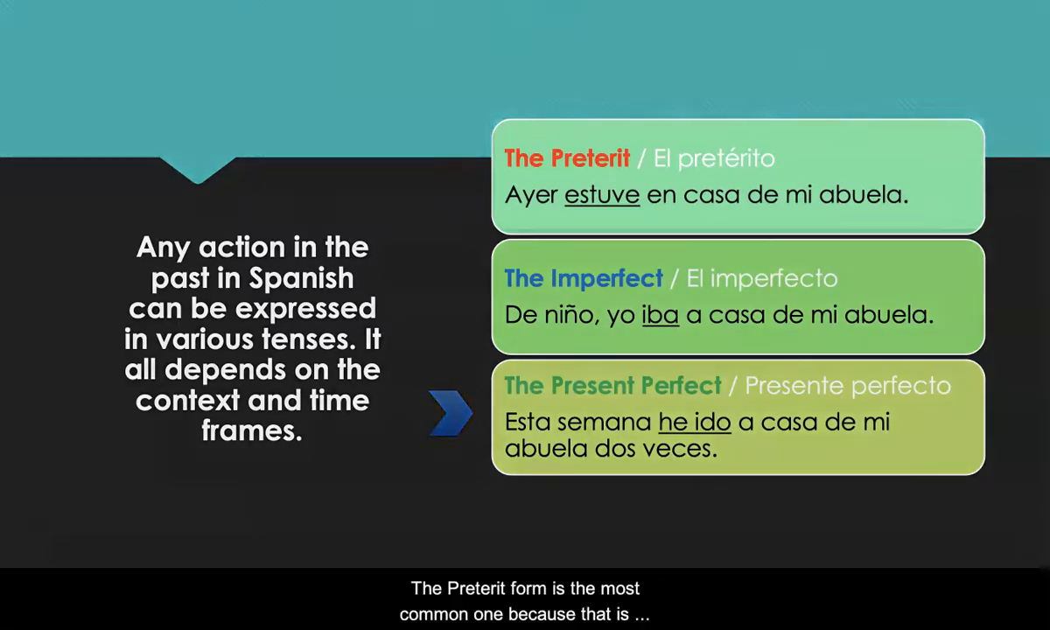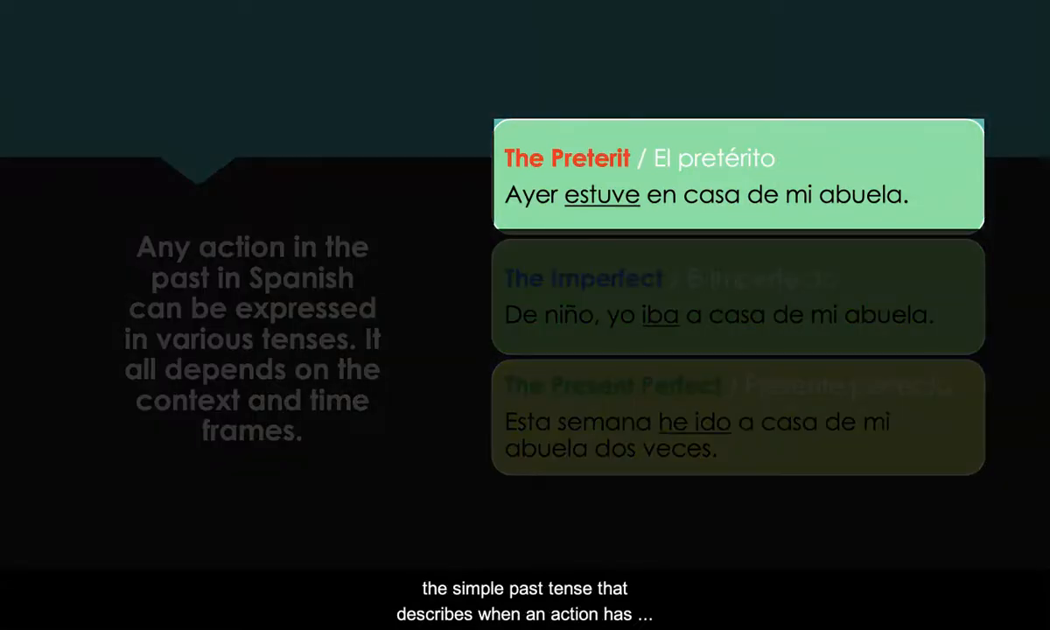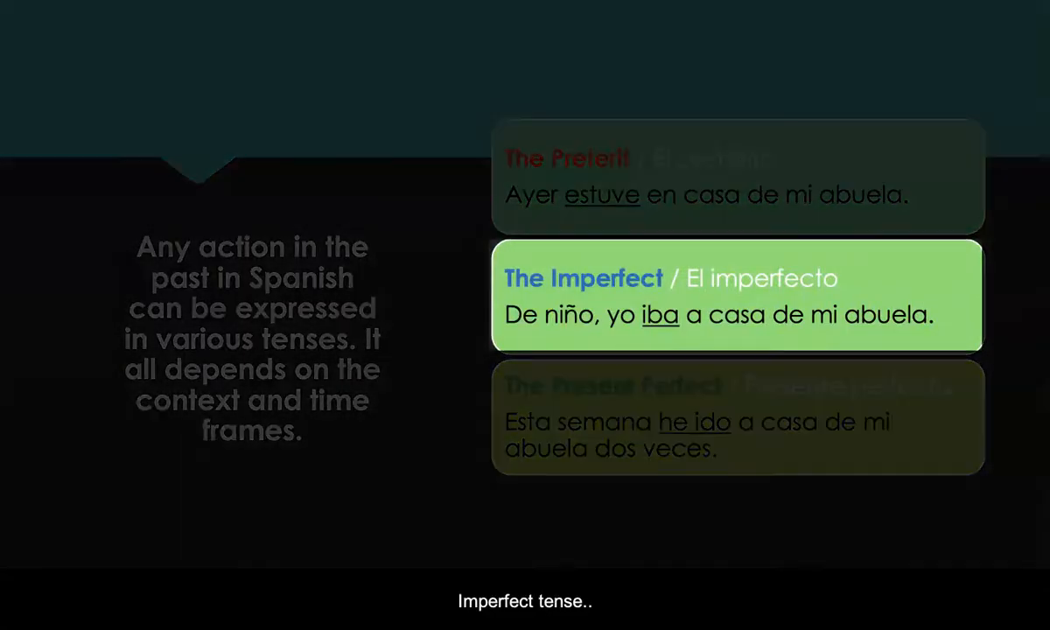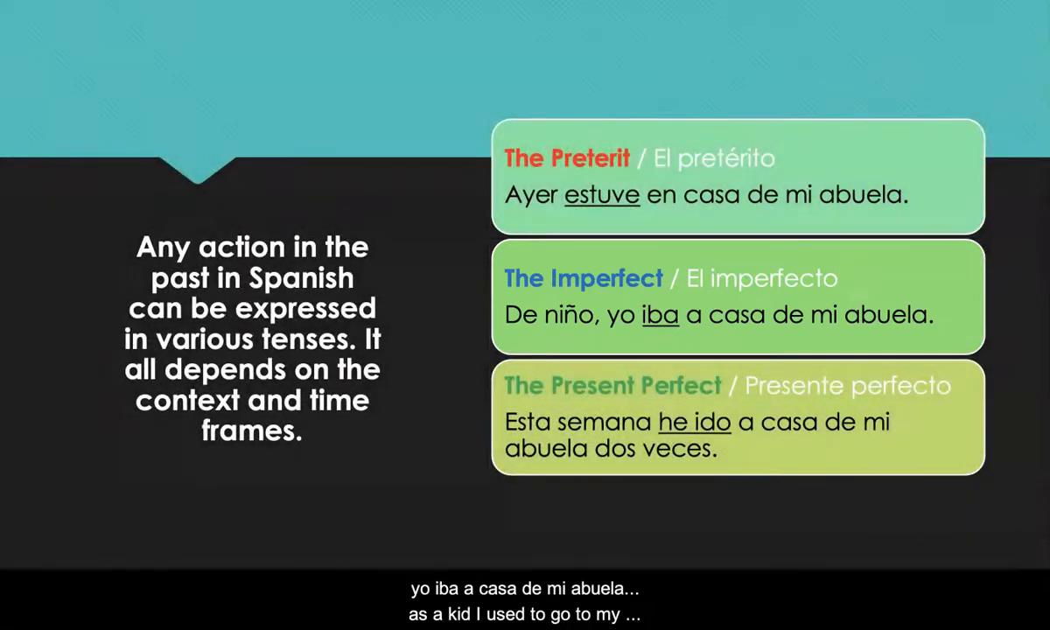The preterite form is the most common one because that is the simple past tense to describe when an action has been completed. Example, ayer estuve en casa de mi abuela. Yesterday I was at my grandma's house. The imperfect tense, though, explains actions that stretch more in the past, and they are probably repeated several times in the past as well. Example, de niño yo iba a casa de mi abuela. As a kid, I used to go to my grandma's house.